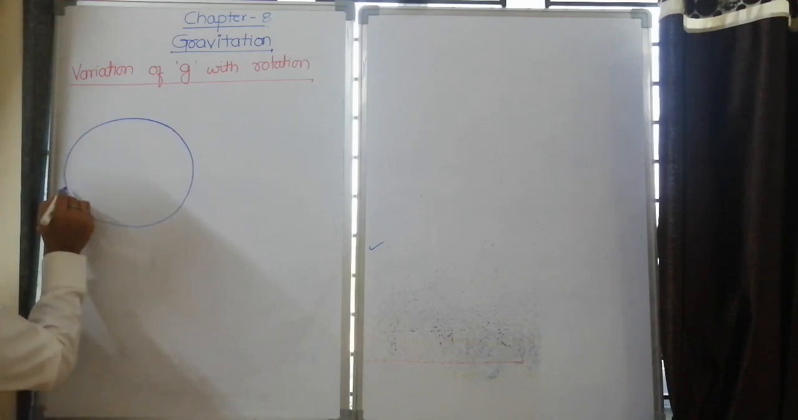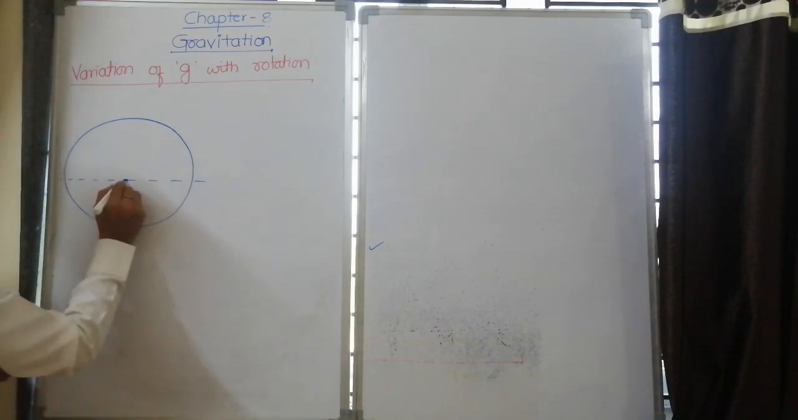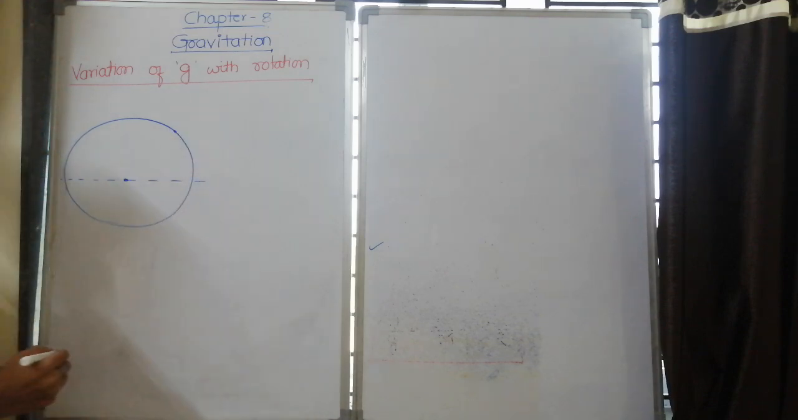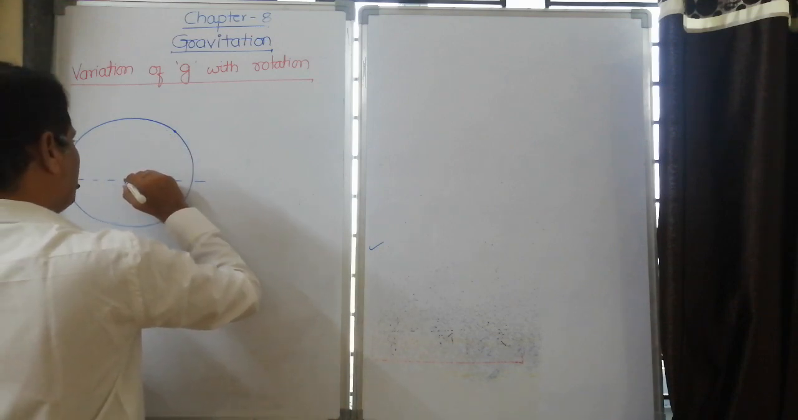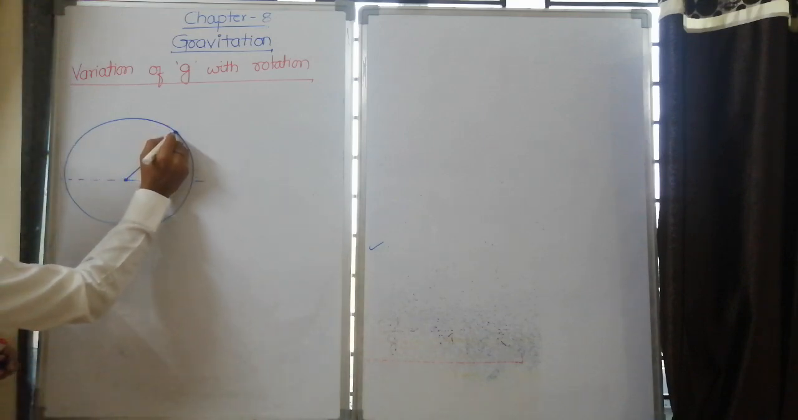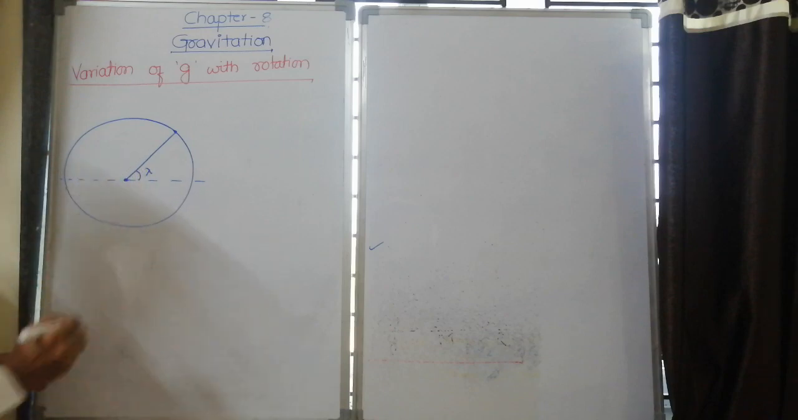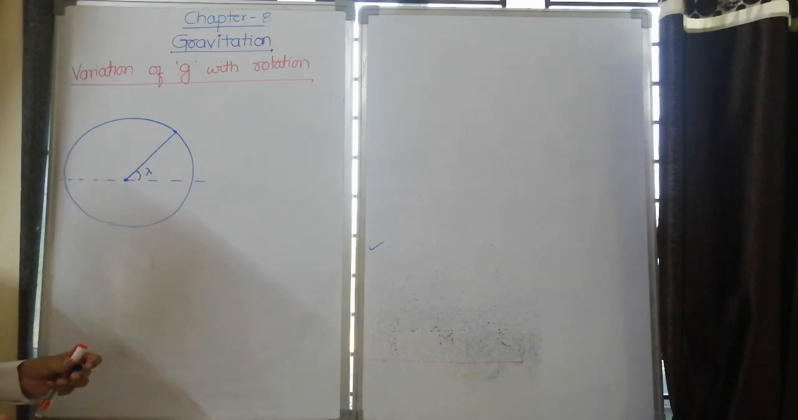Say this is the earth, and this is called the equator. This is the center of the earth. Let P be a point on the surface of the earth. Then this is the line joining the center of the earth to a given place. The angle between this line and the equator is called latitude. I am representing this latitude by lambda.